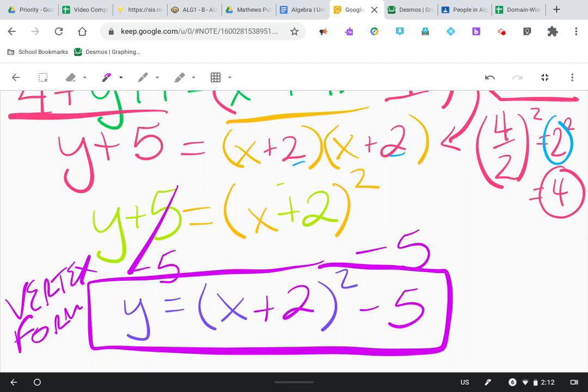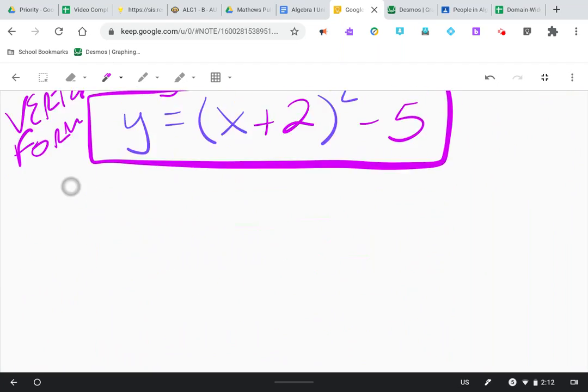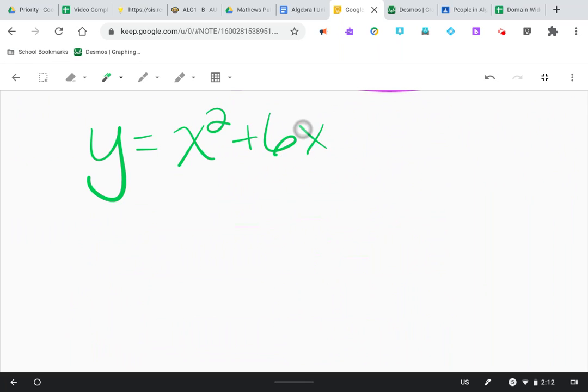All right, let's do one more example so we can have that point driven home. And then we'll look at the one in the lesson and make sure that you guys are good to go. So let's say I had y equals x squared plus 6x plus 4.